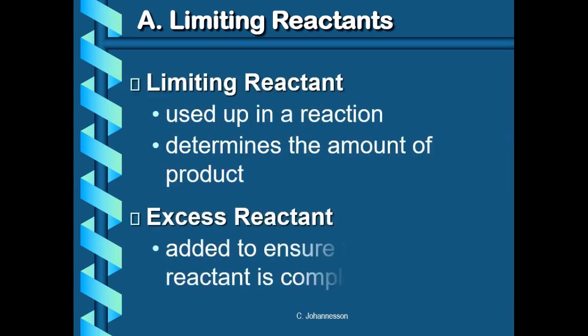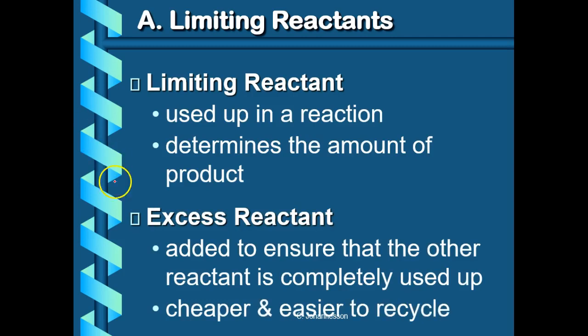I want you to write this stuff down. Don't worry about this part right here at the very bottom. Limiting reactant means everything's going to get used up in the reaction, and it determines the amount of product that we are going to produce. Okay, excess is added just to ensure that everything else is completely used up.